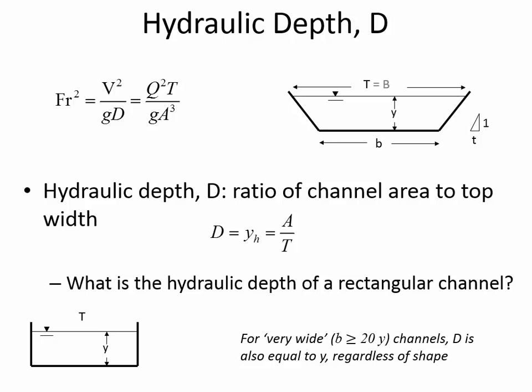Here's a rectangular channel. This channel's pretty wide. You can tell just by looking at it here. We've got some flow depth and we've got some bottom width b. This is rectangular. Here's trapezoidal.